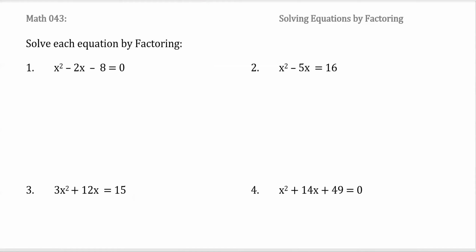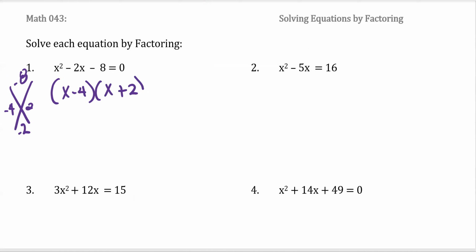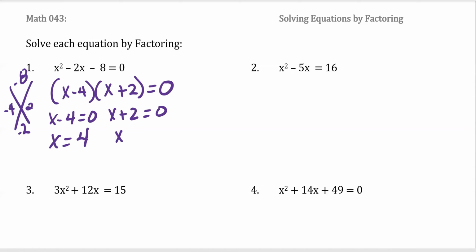Number 1, it's already in standard form. You need the factors of -8 that add to -2. Factor and set each factor equal to 0. Add 4 to both sides and subtract 2 from both sides.